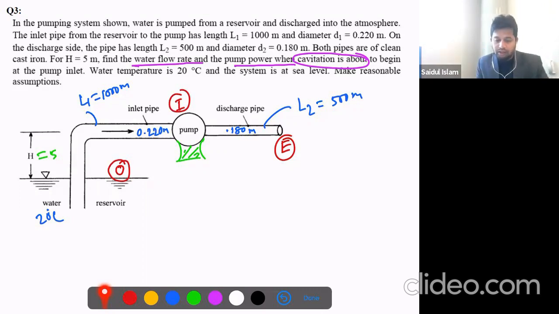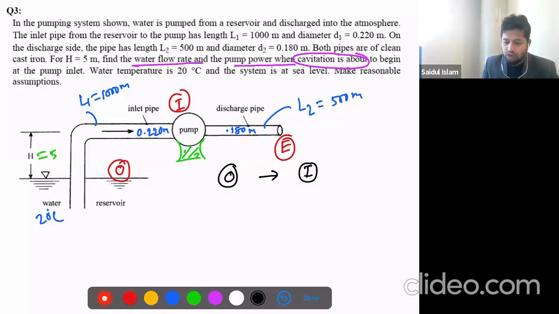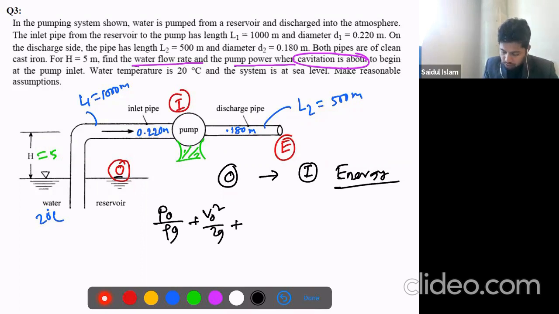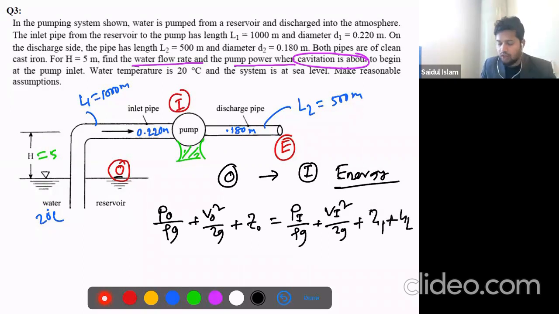So if I apply the energy equation from point O to I, we don't have the pump head here, but we have the friction loss. So we can write the energy equation: P_O over rho g, plus V_O squared over 2g, plus Z_O, equals P_I over rho g, plus V_I squared over 2g, plus Z_I, plus the head loss.